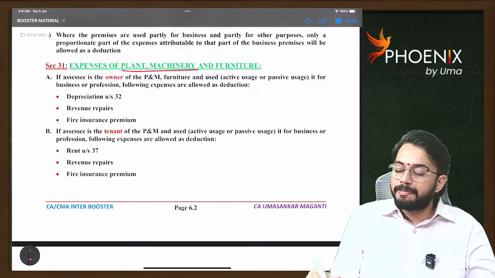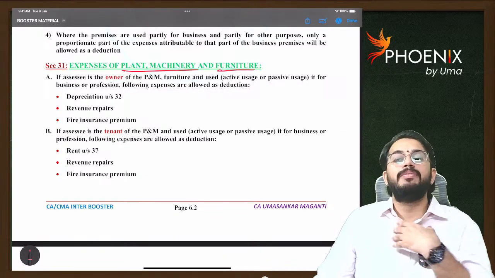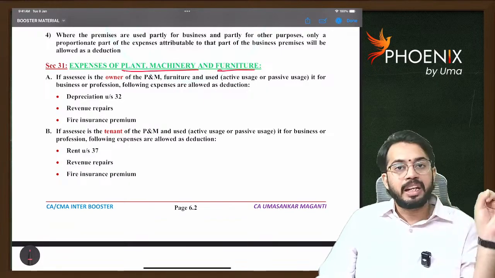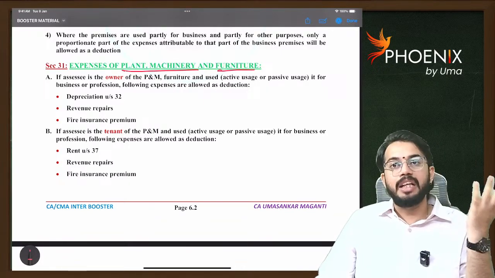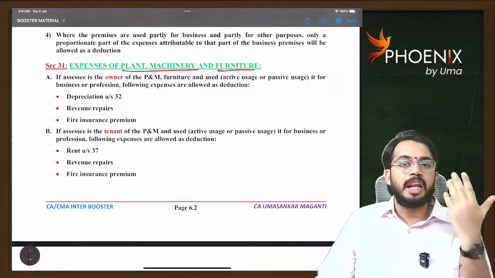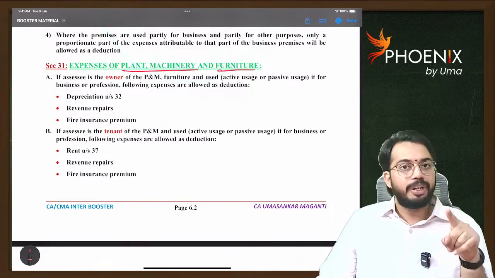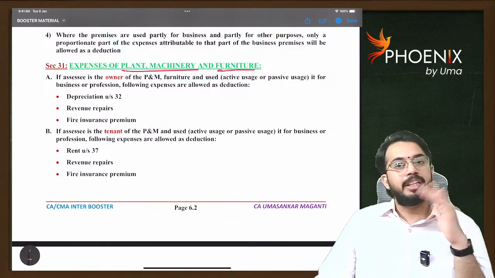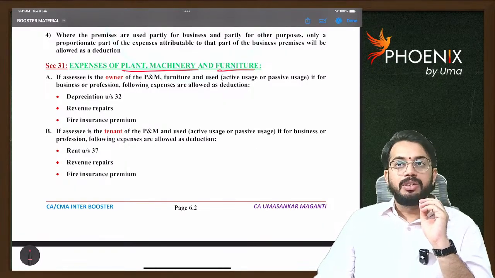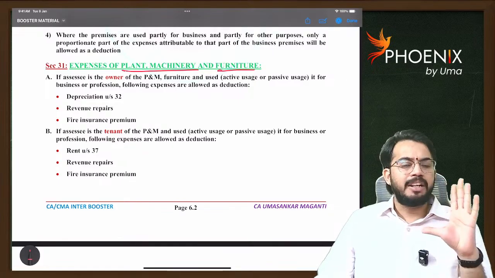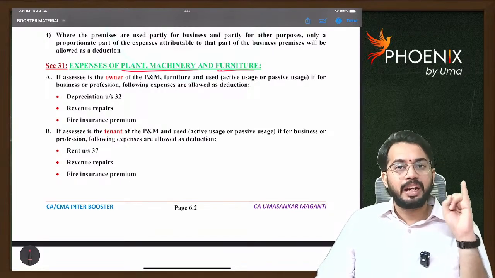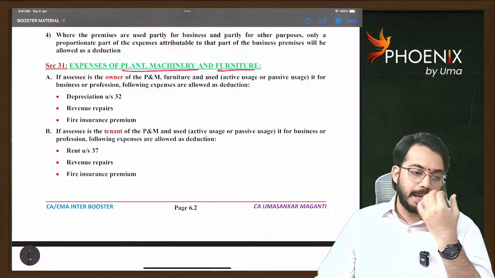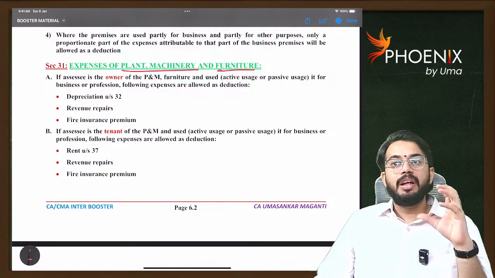Same with expenses of plant and machinery and furniture. Let's say I purchased a power generator. With regard to the power generator, I can claim depreciation. Are you able to understand? Next, if I incur any repairs and maintenance, if it is revenue in nature, I can claim it as deduction. If I pay any fire insurance premium, that is also allowed as deduction. So, with regard to plant and machinery or furniture, the owner can claim depreciation, revenue repairs, and fire insurance premium. The tenant can claim rent as deduction.